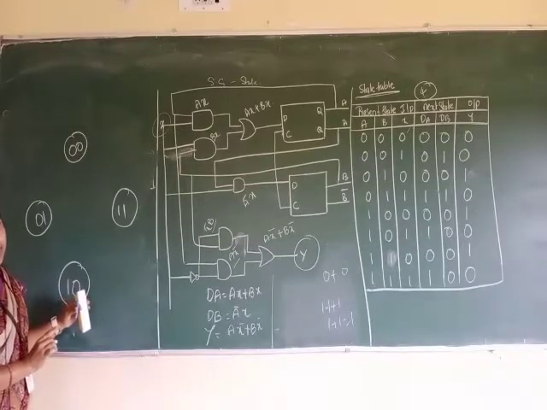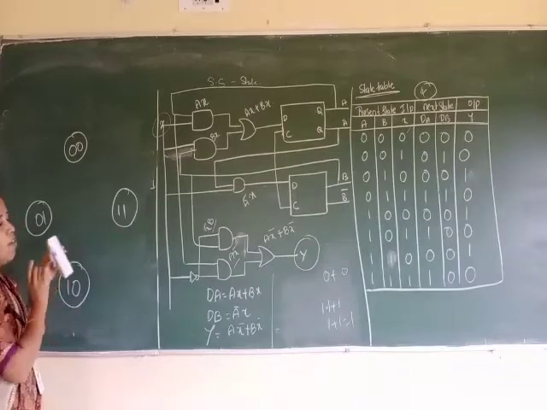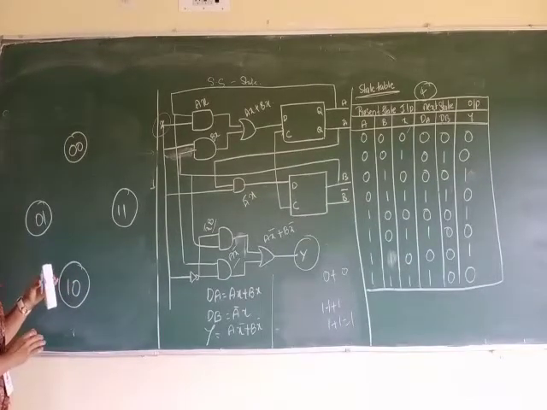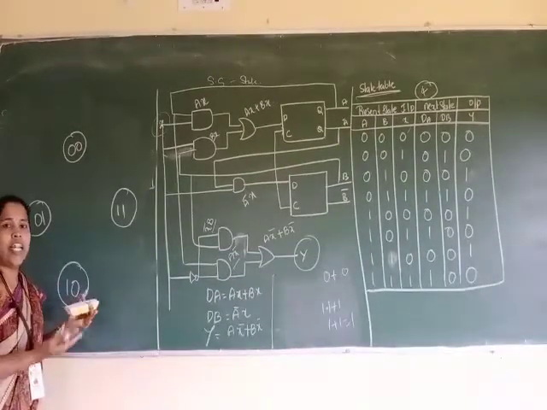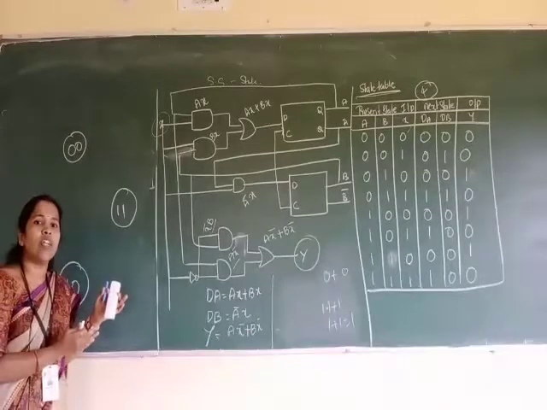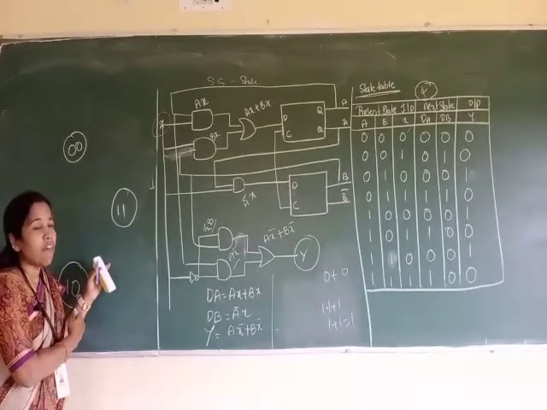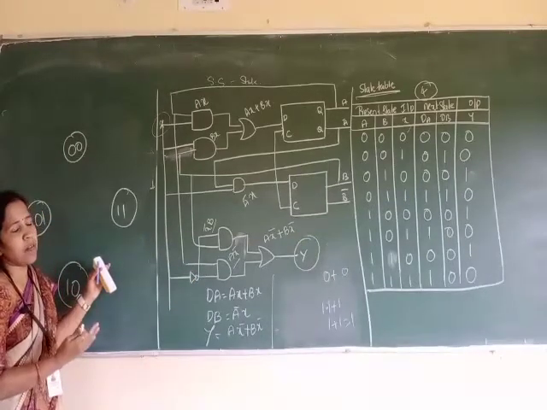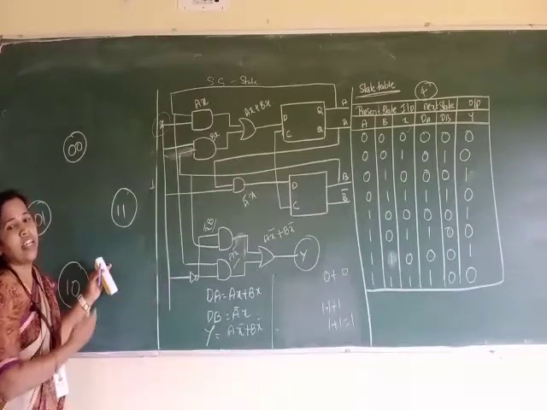Now in this case, you have to check the diagram and you have to write. So what is this state diagram? State diagram is nothing but a graphical representation. Any diagram you can say is considered a graphical representation. So this state diagram is a graphical representation of the state table. So the state diagram is considered a graphical representation of the state table.